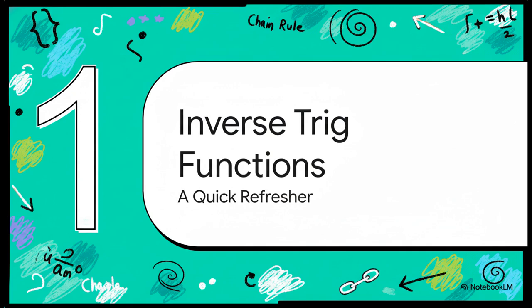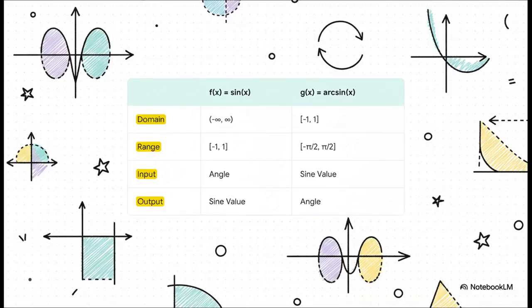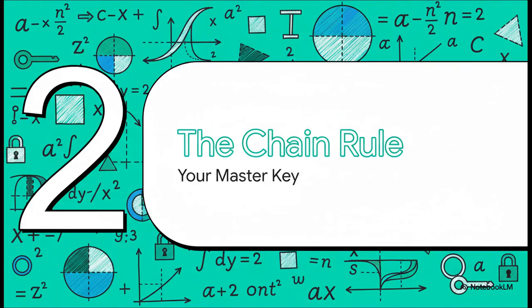I mean, you can't really find the derivative of something if you're not 100% sure what that something is, right? So let's make sure we're on solid ground. Think about it like this: an inverse function just runs the machine backwards. With a normal sine function, you put in an angle and it spits out a value. Simple. Well, with its inverse, arcsine, you do the opposite. You feed it the value and it tells you which angle gave you that value. And you'll notice those restricted domains and ranges. That's super important. It's how we make sure the machine gives us just one single answer back, not an infinite number of them.